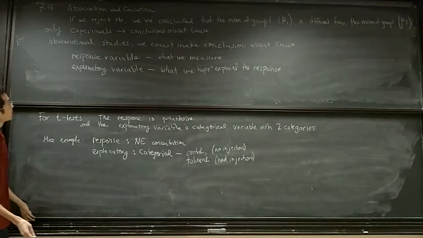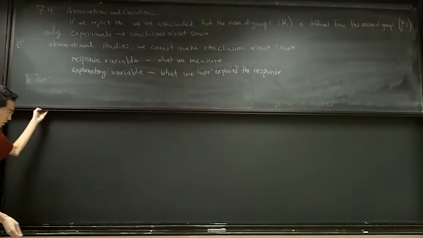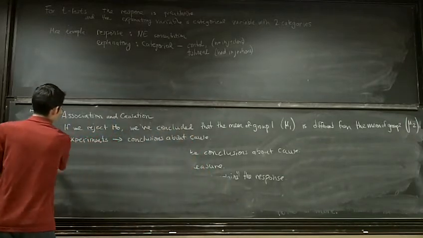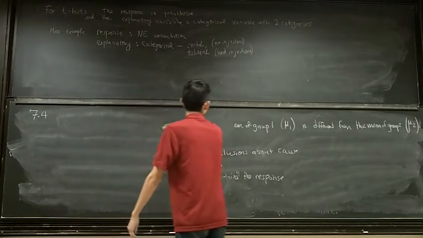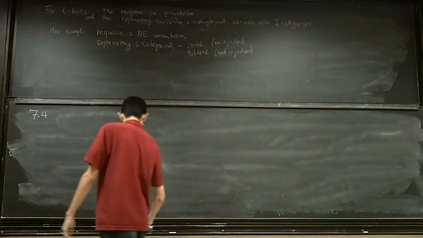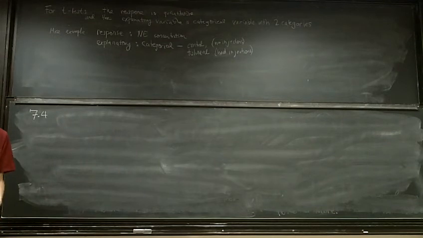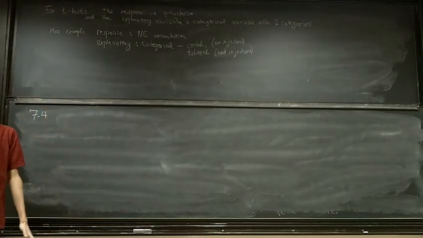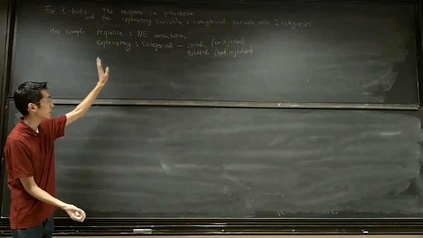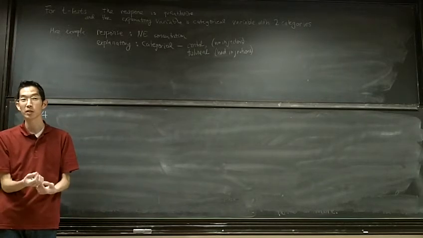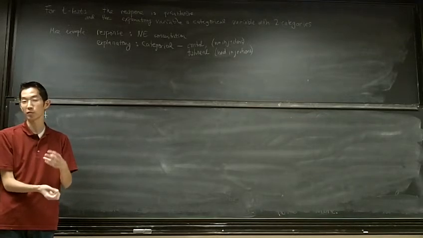So going back to this idea of causation, things like that. This is only for t-tests, okay? Well, later on in this class we'll learn other tests and other methods, but for right now, when we do a t-test, you can only have two groups. It's going to be categorical and there's only going to be two groups. Later on we'll learn ANOVA, which allows us to have more than two groups.